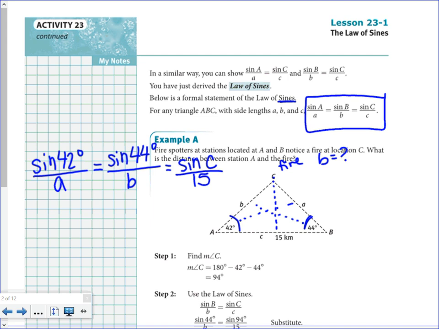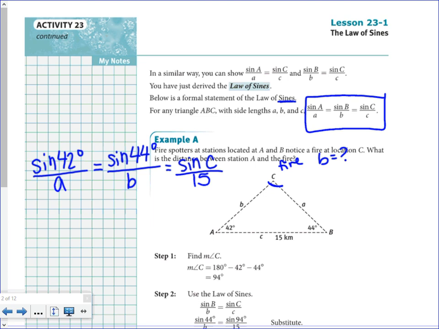After you set up your ratios, you want to see which one has both pieces of information filled in. So the first ratio has an A, the second ratio has a B, and the third ratio has a C. So that's not helpful. None of them have both of their numbers filled in. So we need to look back at the problem. Is there some other information that I could find from this figure? And there is. Some of you may have already noticed it.